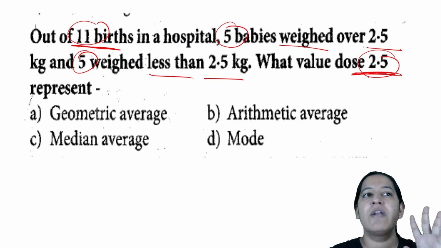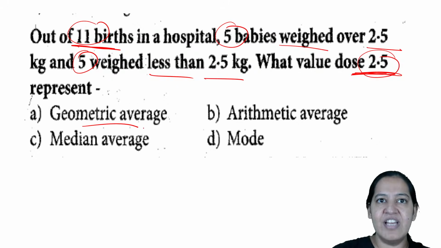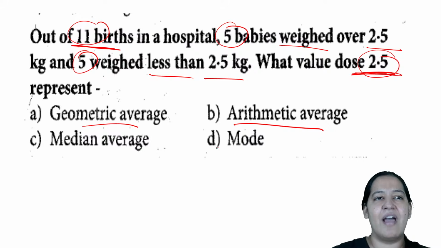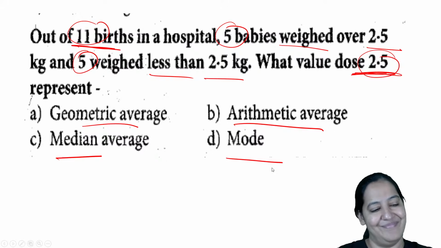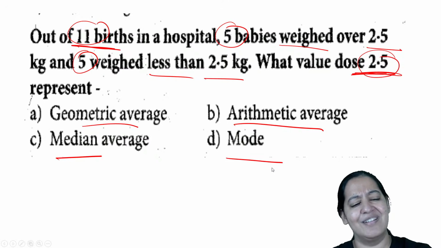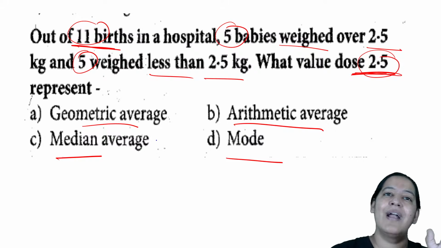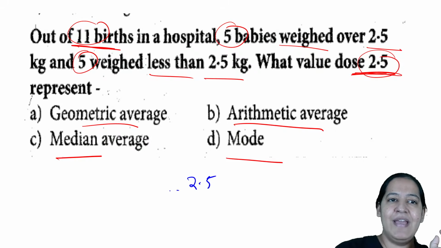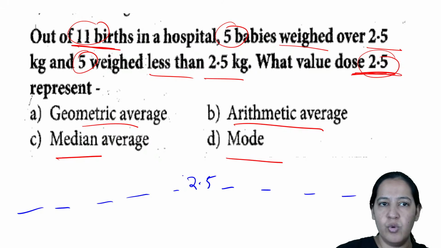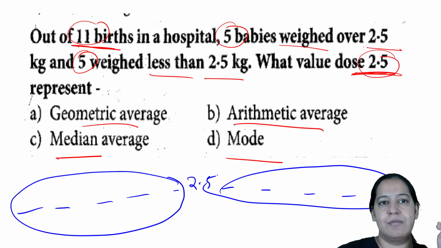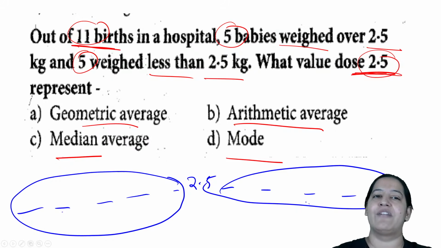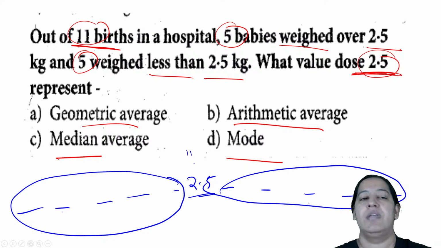So what does this 2.5 represent? Is it the geometric average? Is it the arithmetic average? Is it the median or is it the mode? Who will tell me? It's a tricky question. So there are 10 babies, 5 weighing less than 2.5 and 5 weighing more than 2.5. We do not know the exact weights of these babies, but they are less than 2.5 and more than 2.5. And the 11th baby is 2.5. Tell me the correct answer.